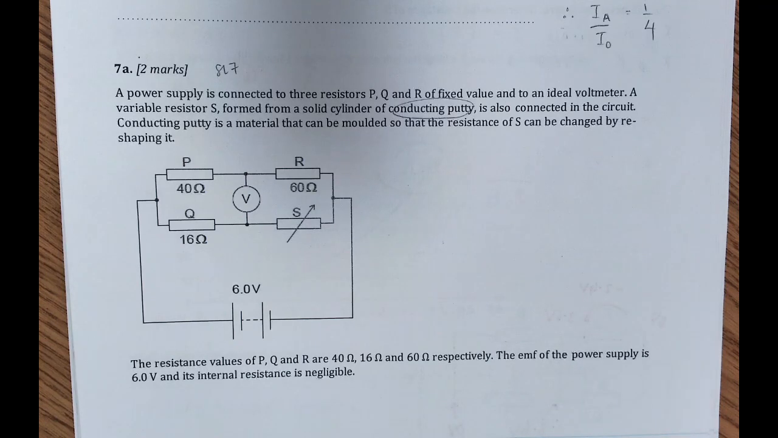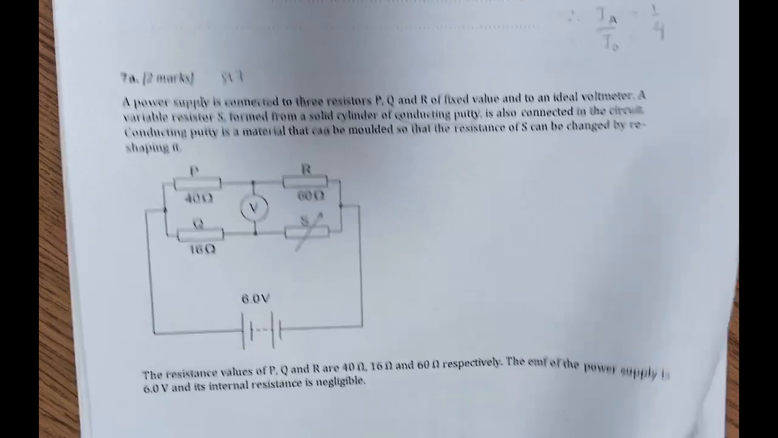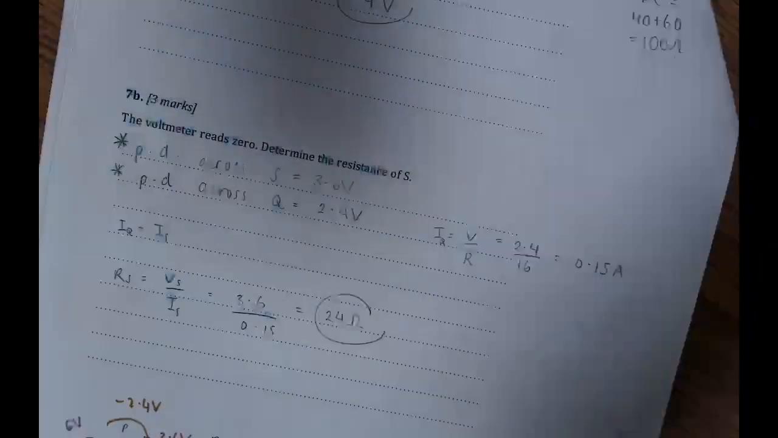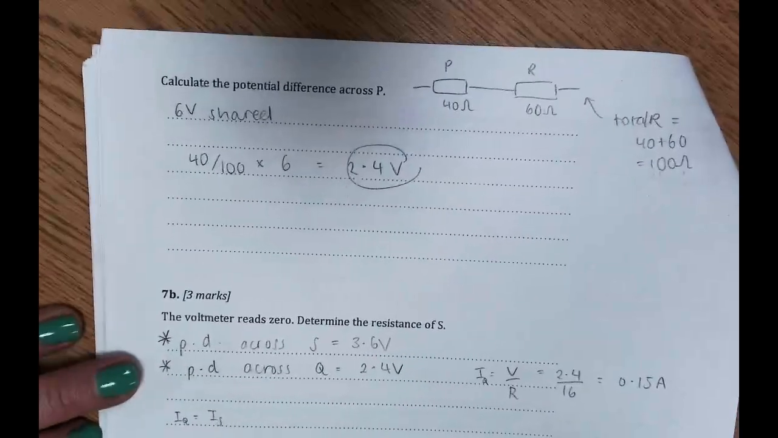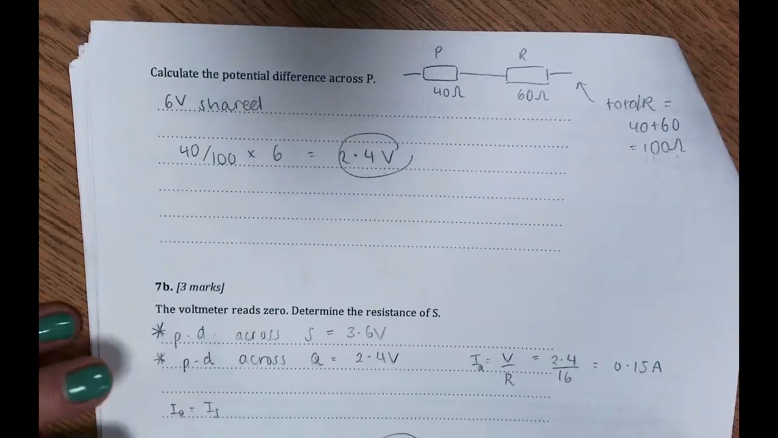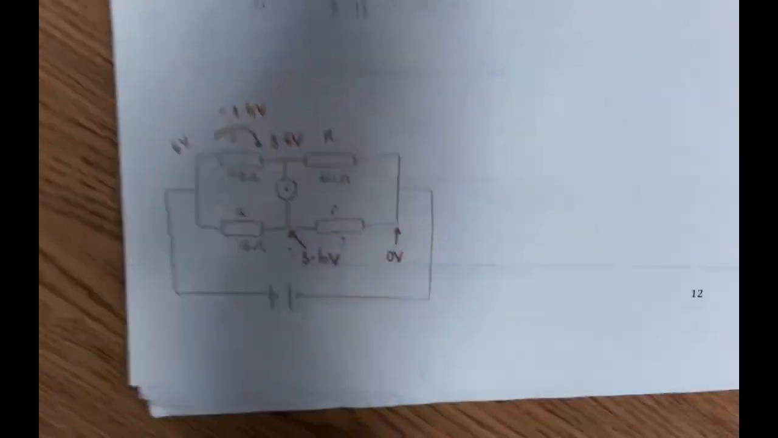The values of P, Q and R are 40, 16 and 60 ohms respectively. The EMF is 6 volts, internal resistance is negligible. Good, yeah, so I have actually redrawn this circuit so we don't have to keep flipping backwards and forwards. So, the first thing is it asked you to calculate the potential difference across P. Okay, so this is my redraw.